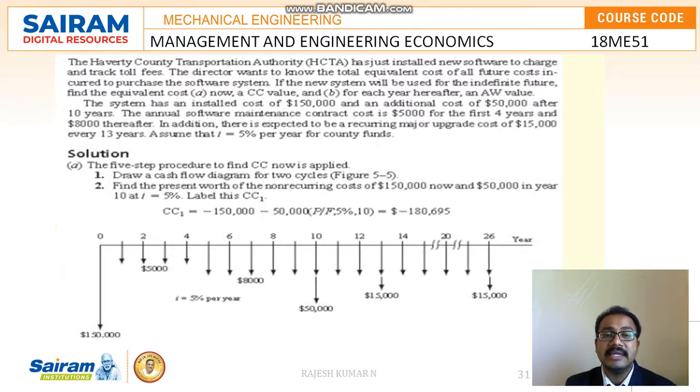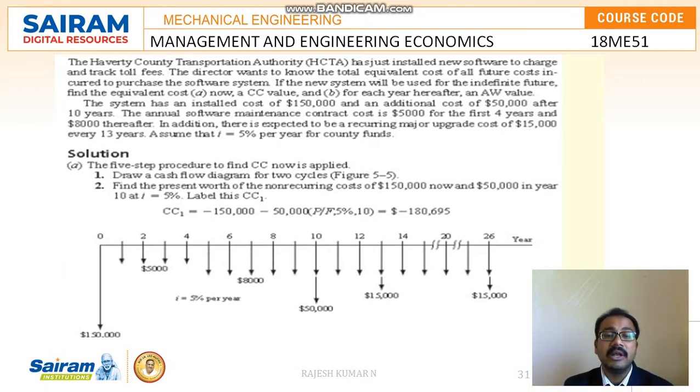The system has an installed cost of $150,000 and an additional cost of $50,000 after 10 years. That is a salvage value. The annual software maintenance contract cost is $5,000 for the first 4 years and $8,000 thereafter. In addition, there is expected to be a recurring major upgrade cost of $15,000 every 13 years. Assume that i equals 5% per year for county funds.